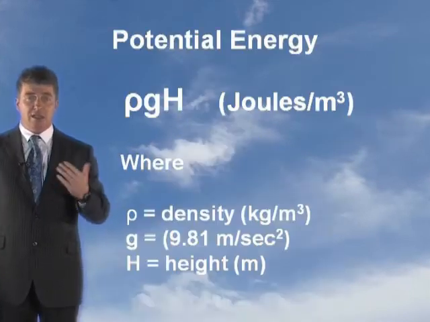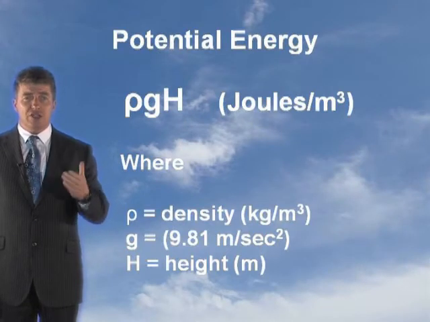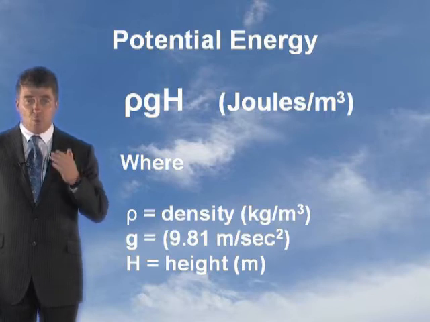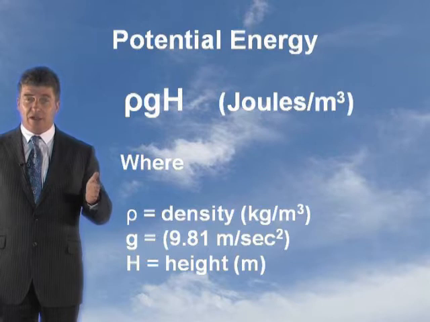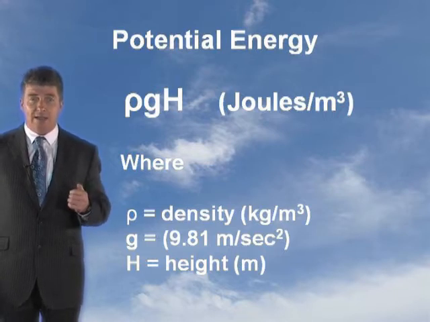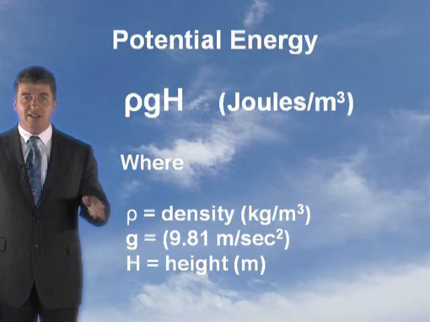Now, the potential energy per metre cubed of fluid can be considered as, here you can see, rho g h, and that comes out at joules per metre cubed, where rho is the density in kilograms per metre cubed, g is the acceleration due to gravity, which is 9.81 metres per second squared, and h is the height in metres.